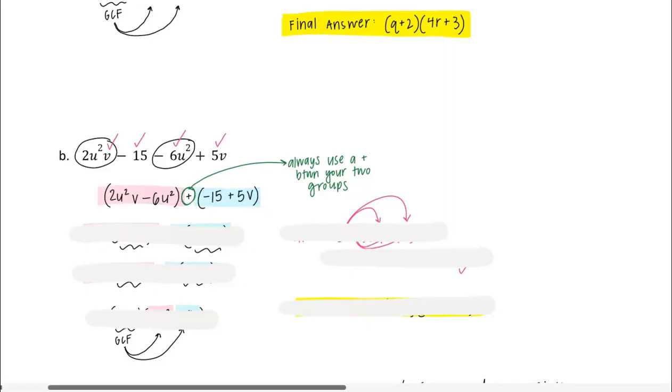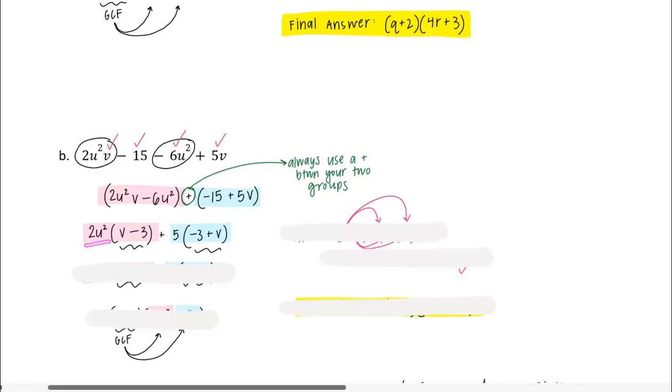Remember, always put a plus sign between your two groups. It will probably help you for now to get your two highlighter colors and highlight the two groups. Remember, after you group them up, your next step is to take the GCF out of each group. So that goes back to the last lesson.